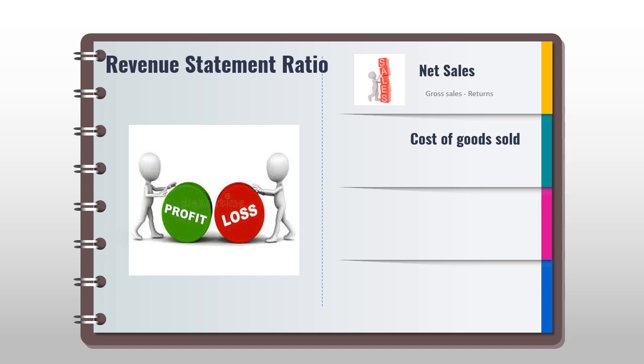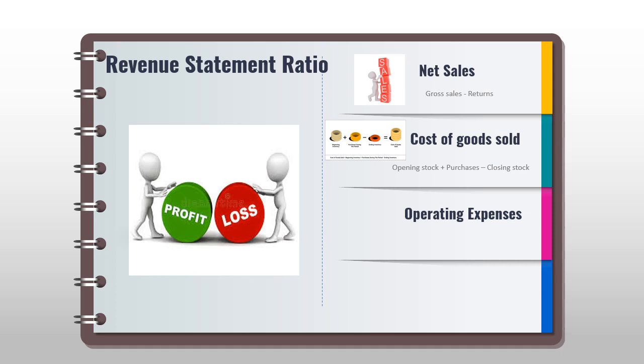The second component is cost of goods sold. How do we get cost of goods sold? From the opening stock of the year, we add purchases and then subtract the closing stock of the year, and we get cost of goods sold. We also add some expenses which are incurred to purchase these stocks.